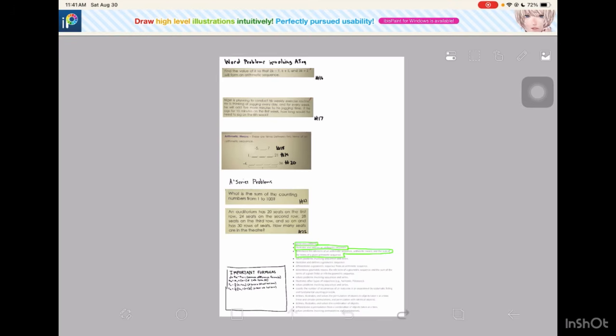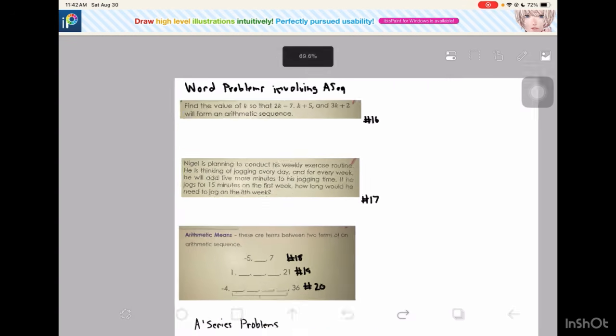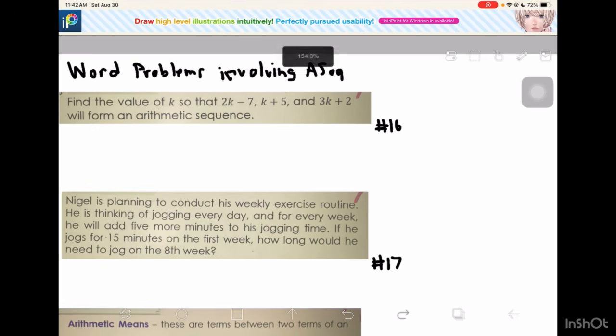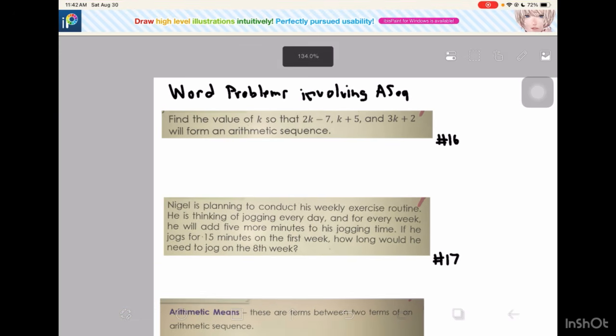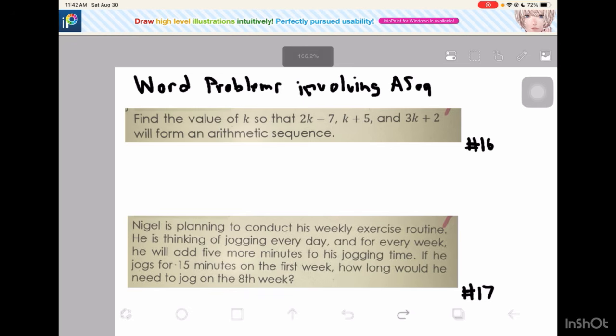Alright, before we move on to geometric sequence, there are a few topics that I forgot to discuss last night. As you can see, it's 11:42 a.m. I had a very long sleep. So let's start once again. Welcome back.